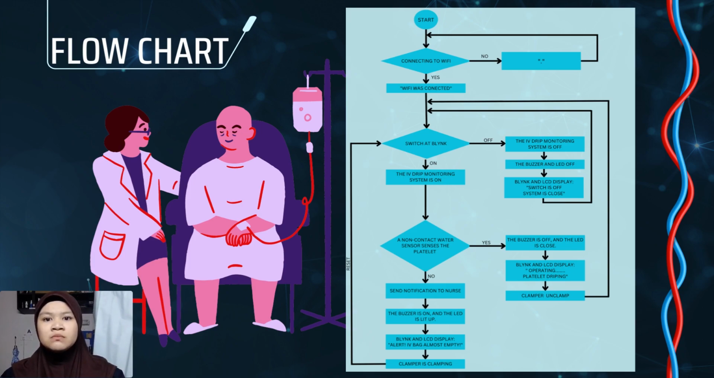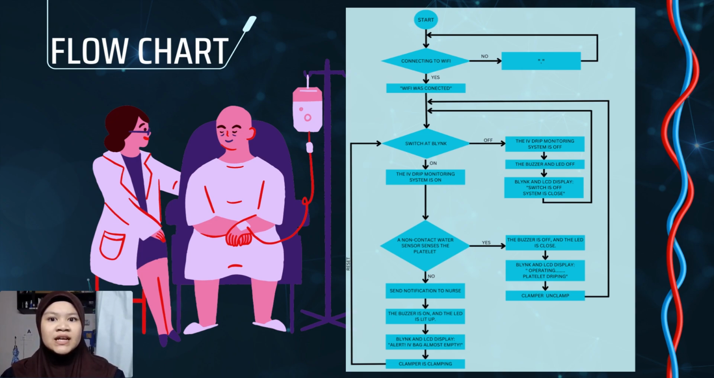The platelet will be sensed by the non-contact water sensor. The buzzer will sound and the LED will light up if the sensor fails to detect a platelet. The nurse will receive the notification alert IV bag almost empty at the same time that the IV tubing will be clamped by the clamper. The system will start over when the nurse resets the program to change the new IV bag.